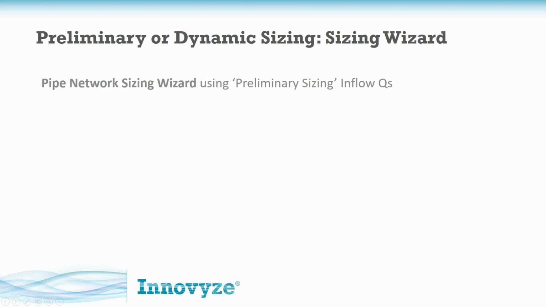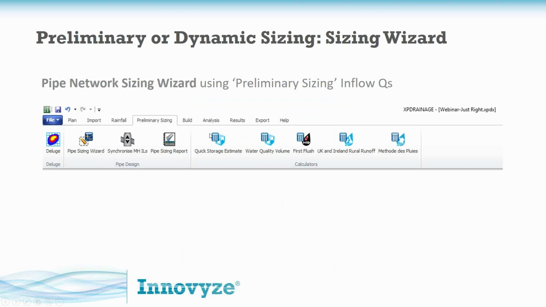So the next piece, all right, so we have our inflows, whether it's preliminary, whether it's that full hydrograph. What do we want to do? So how do we size a pipe network? Well, we have a pretty logical ribbon. You kind of walk through our ribbon and you finish your project, right? So import, maybe look at some rainfall, preliminary sizing. So in this case, you could go to our pipe sizing wizard, which would be, of course, for the pipe network. There's also these calculators for water quality, runoff reduction, for that smart pond sizing, and so on and so forth.